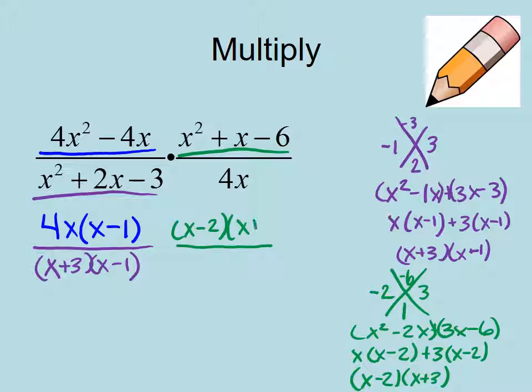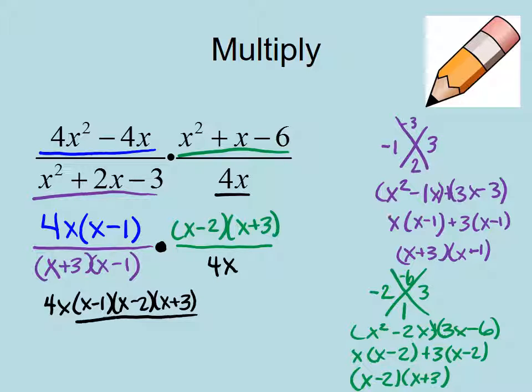And my final denominator doesn't simplify, so we'll leave that as is. Now I have to remember that I'm multiplying. So I'm going to multiply straight across and write out all of my factors. For the denominator, I'm going to bring that 4x out front and then write my factors.